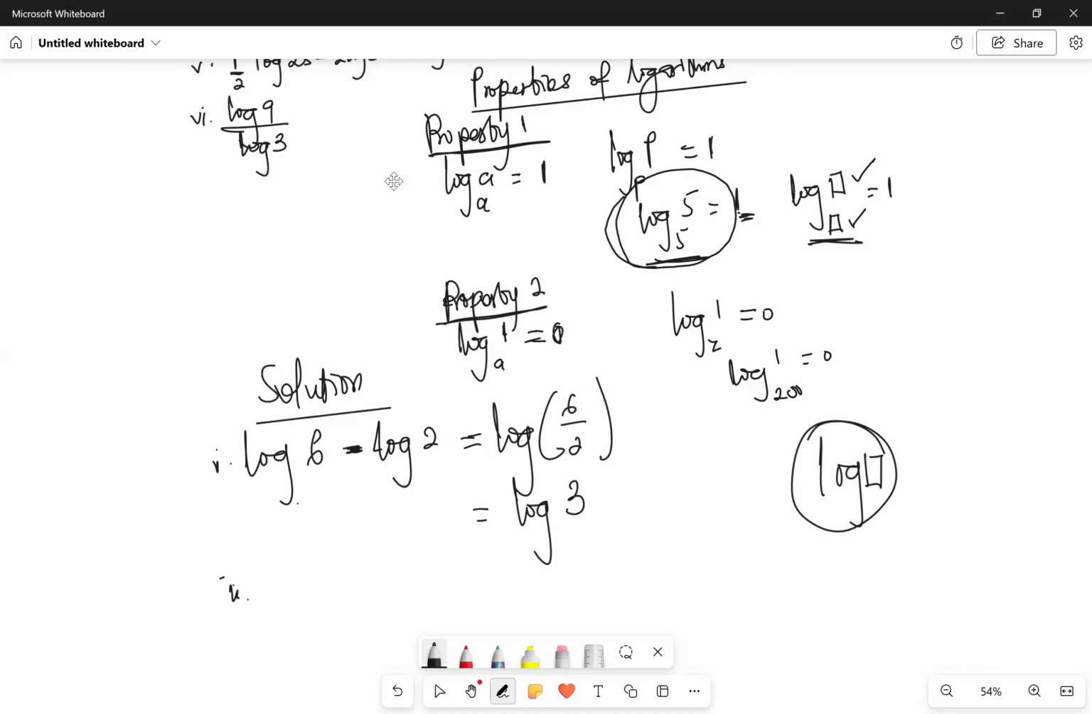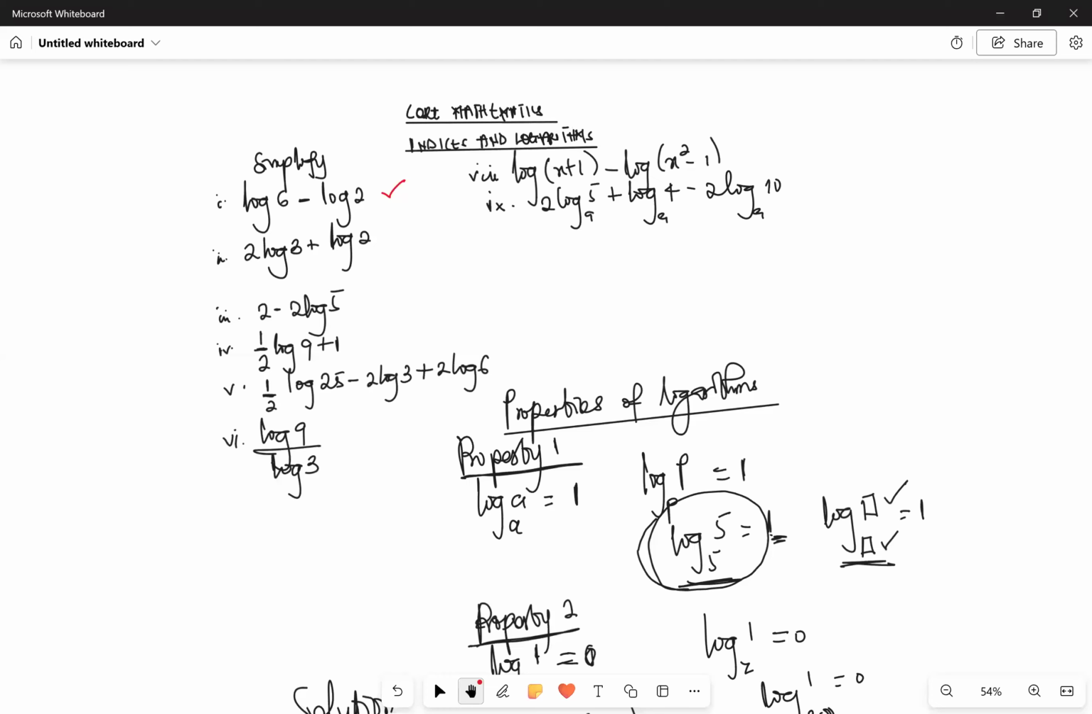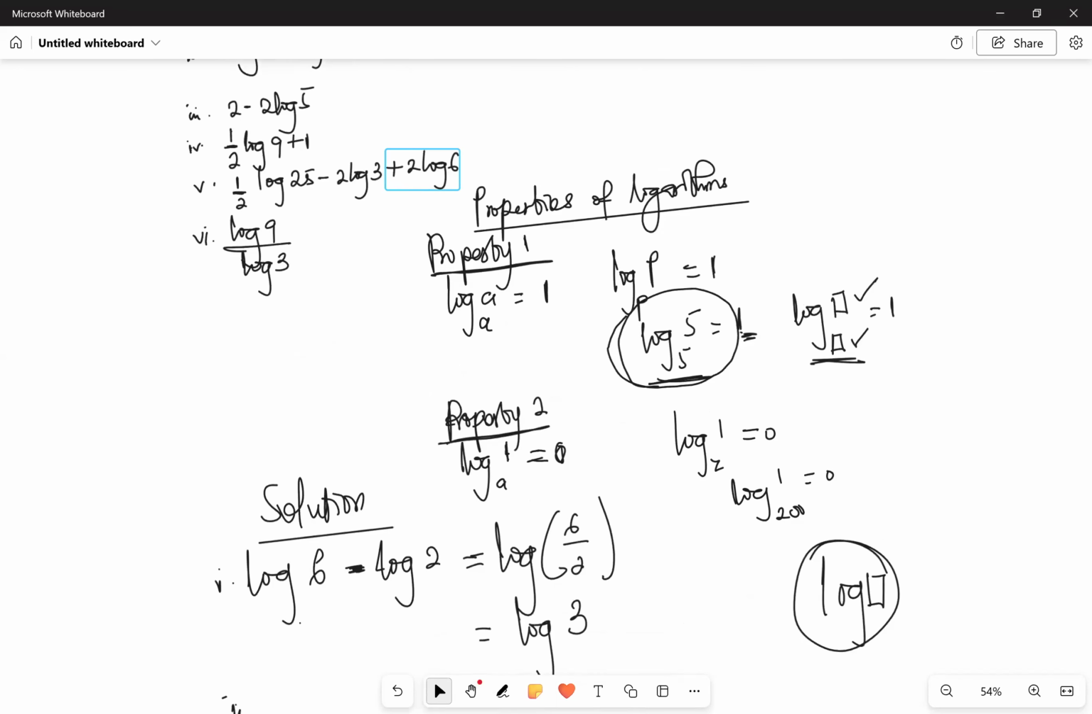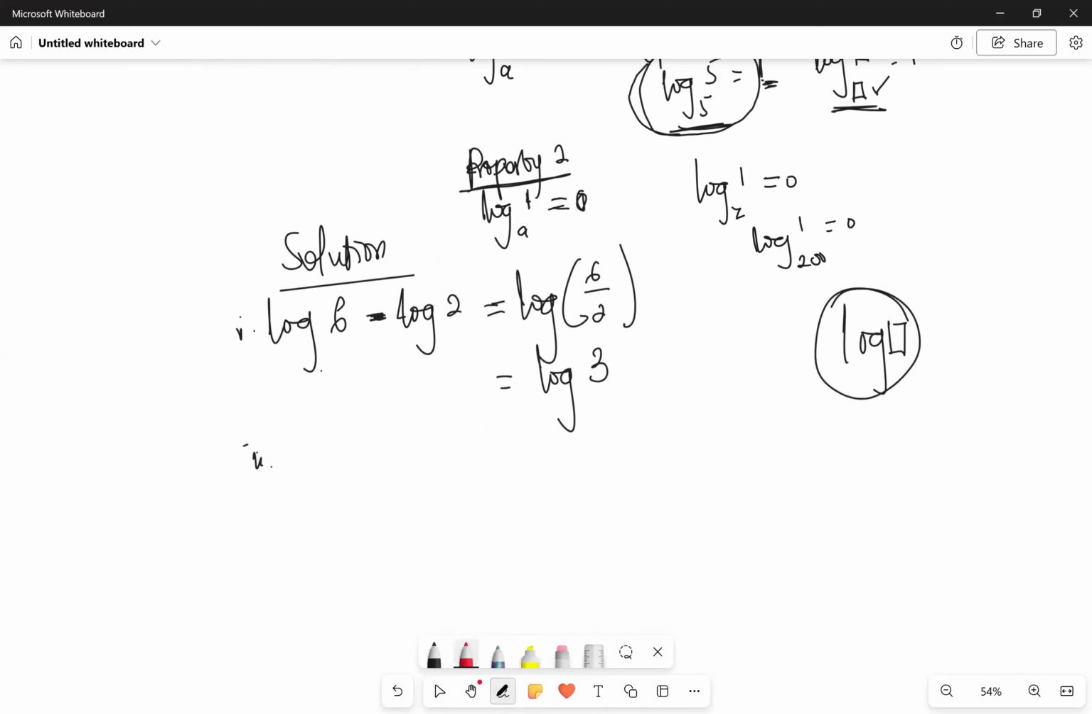Okay, so let's look at the next question. There are two. You have 2 minutes. I solved a similar question like that with you. The question is 2 log 3 plus log 2.